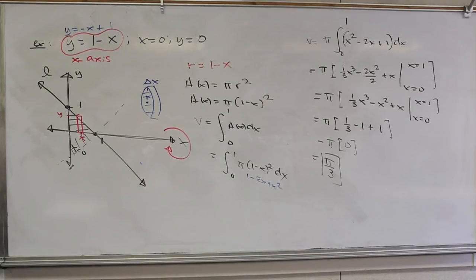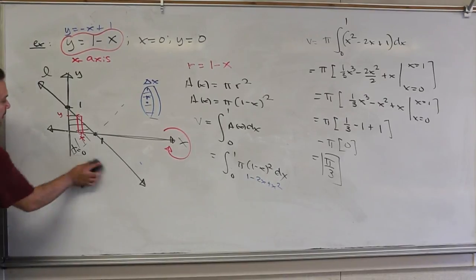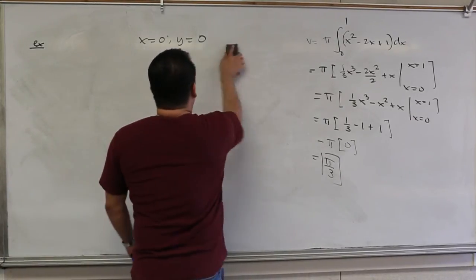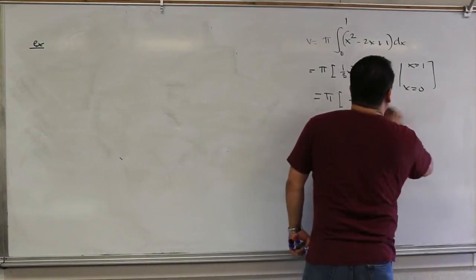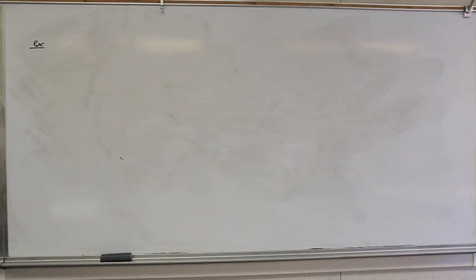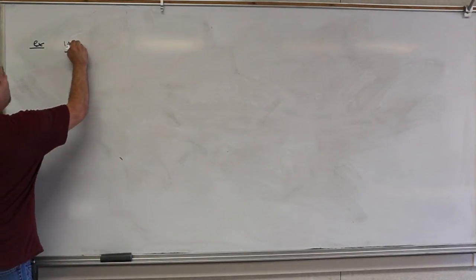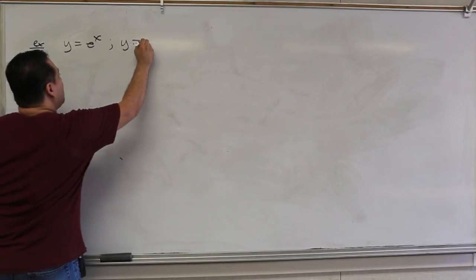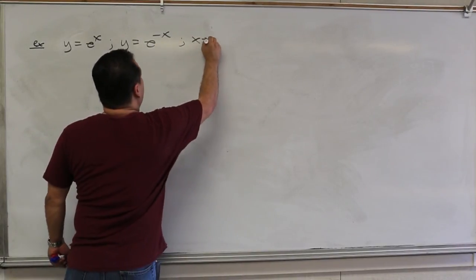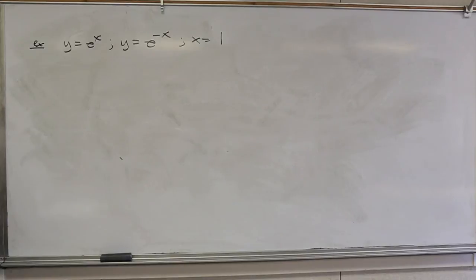Let me do something here. I'm going to erase this. You may say, okay, well, this is Calculus 2. That was some nice Calculus 1 functions, those linear equations and polynomials and quadratics. That's all fine and good. But I have on my homework what? I've got to find the volume. I'm going to take the curve y equals e to the x, y equals e to the minus x, and x equals 1. This is the region they're talking about, and they want us to still rotate about the x-axis.